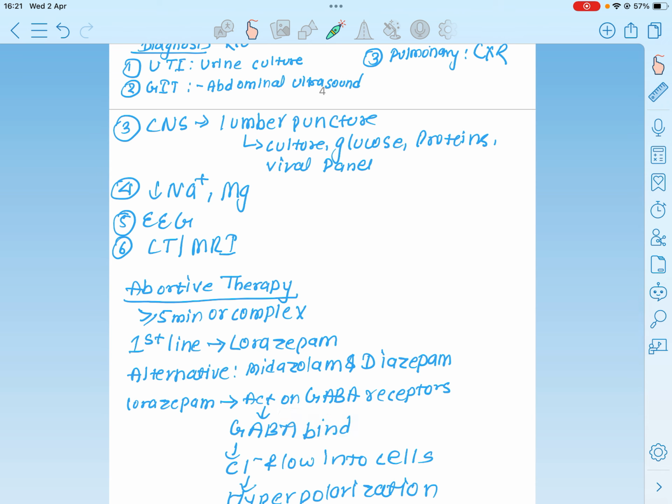For the treatment, what will we do? For the treatment we will do abortive therapy. Abortive therapy is given if the seizure persists for more than 5 minutes, or there is complex febrile seizure.